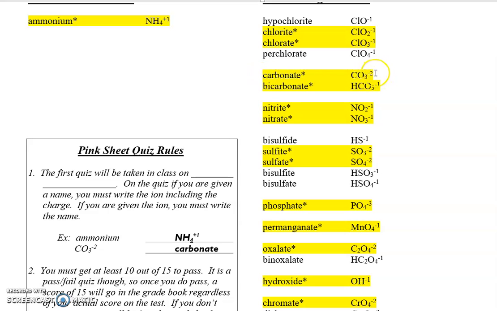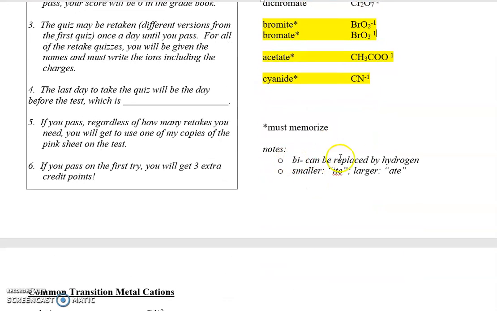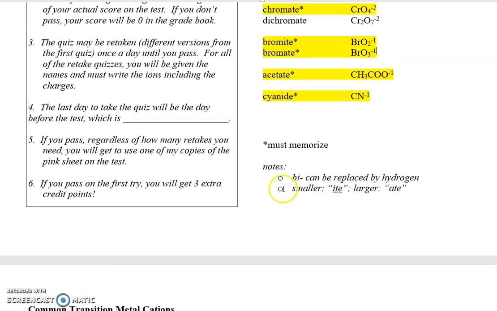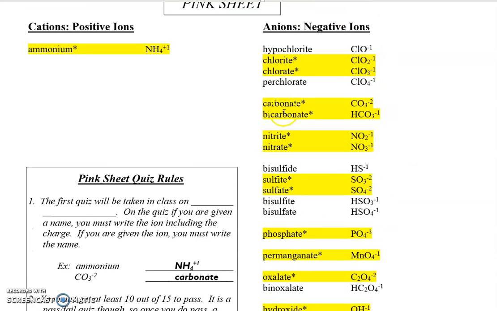Carbonate, CO3 -2, so here's carbon and oxygen. Look at the one below it, bicarbonate, and I wrote a little note on the bottom here. Bi can be replaced by hydrogen because that's what it means in this form. It means hydrogen carbonate. Look what happens when I add a positive hydrogen, +1. Look what happens to the charge. I add 1 to -2, it goes up to -1. So my charge just went up and I added an H.